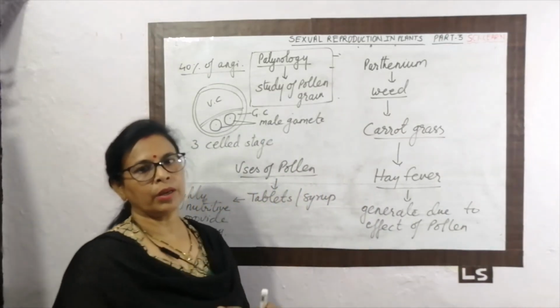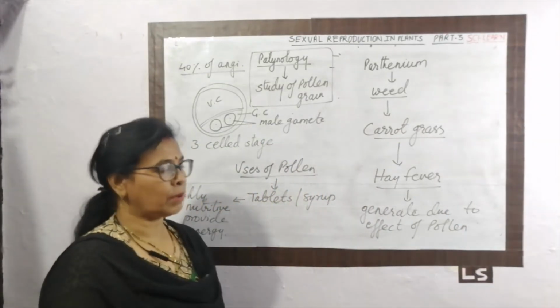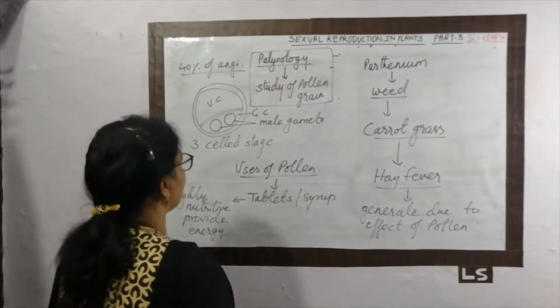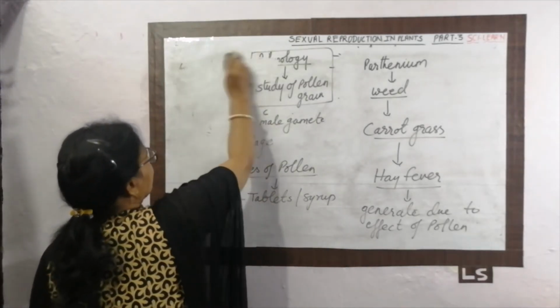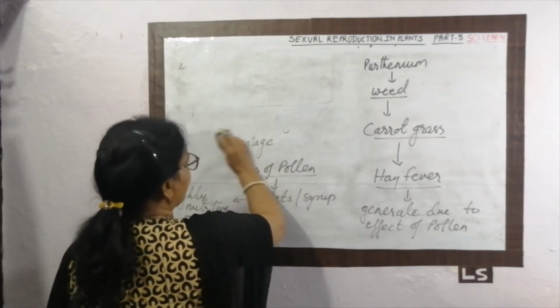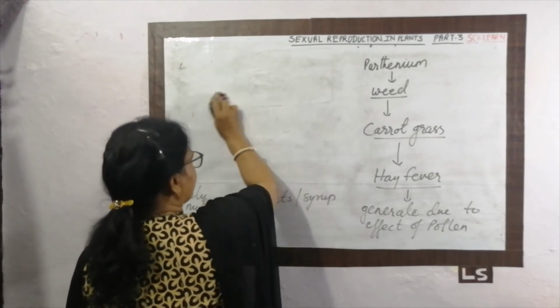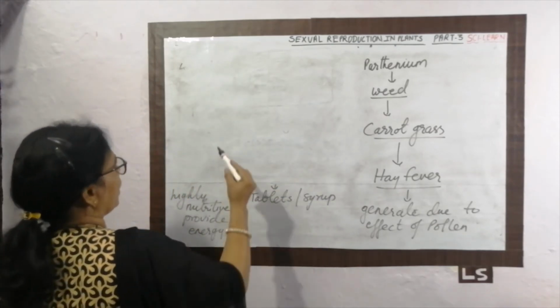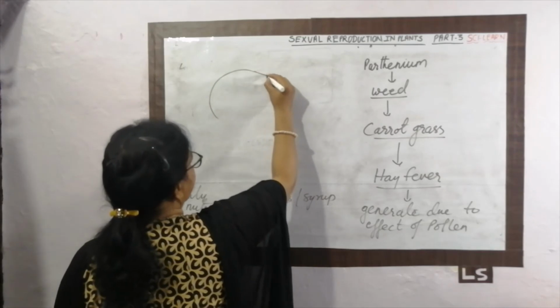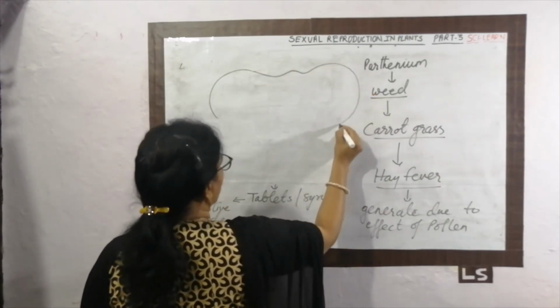Okay, this is about the pollen. Now you must remember that first diagram that we formed. What happened? We saw in the TS of the anther that the four lobes are clearly visible. I made it like a cane. This is the TS of anther.